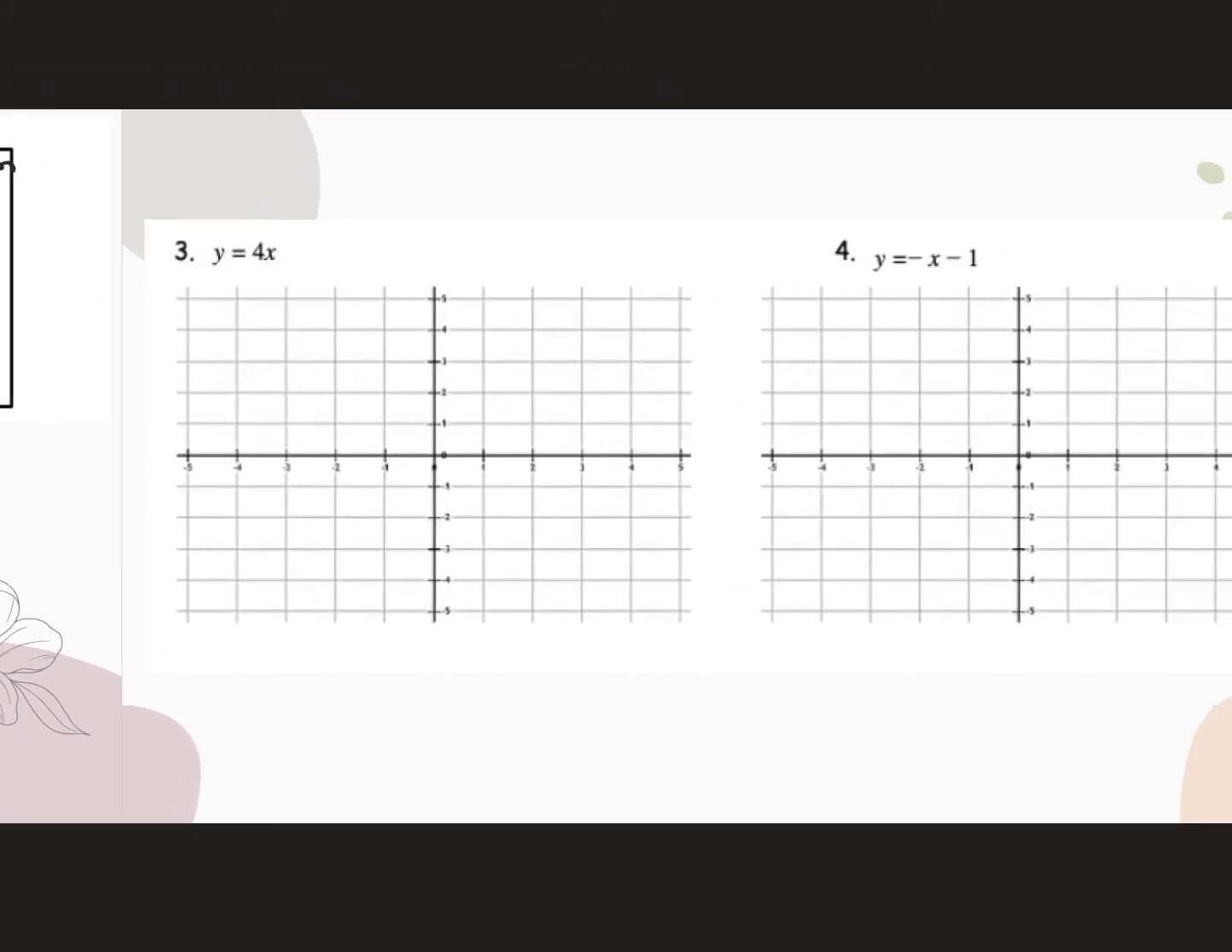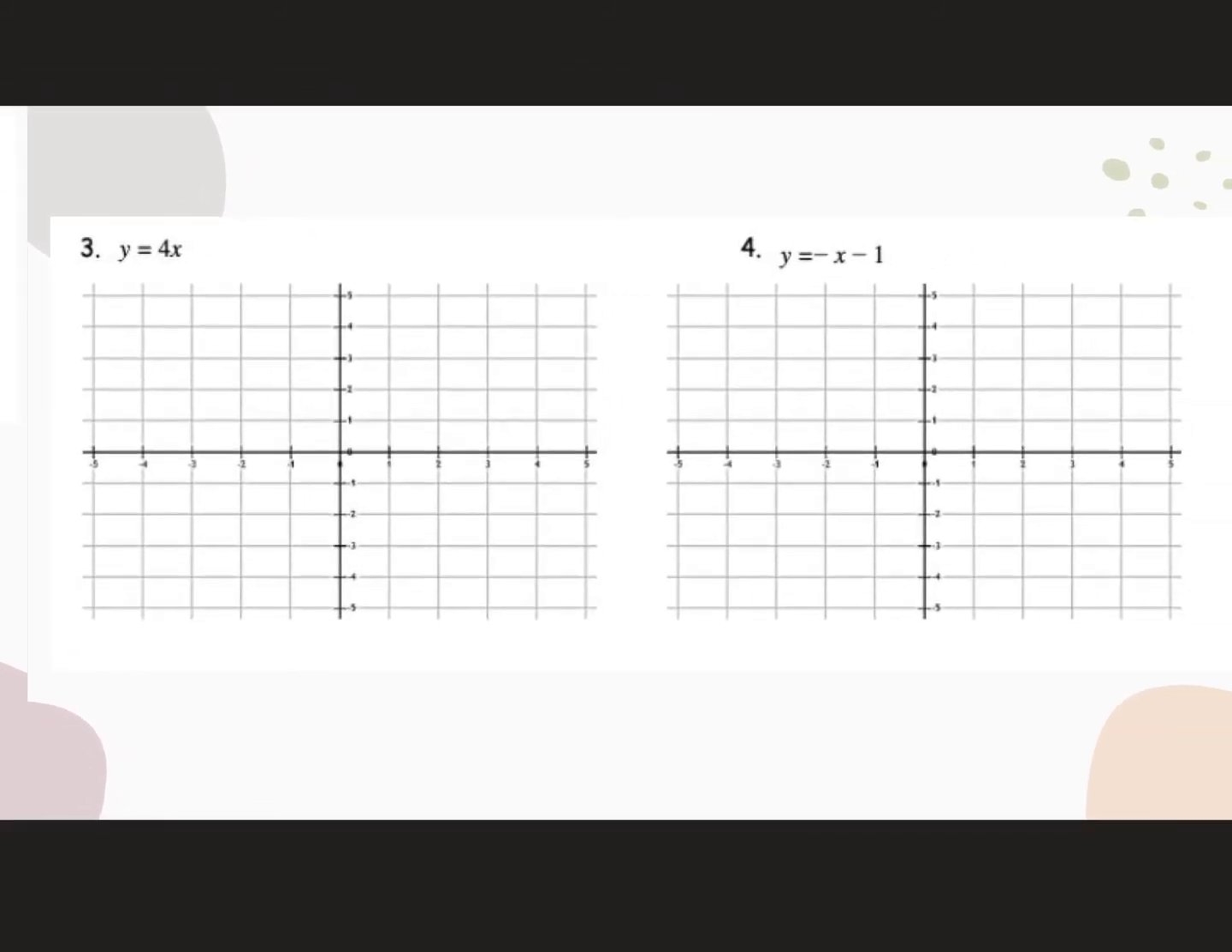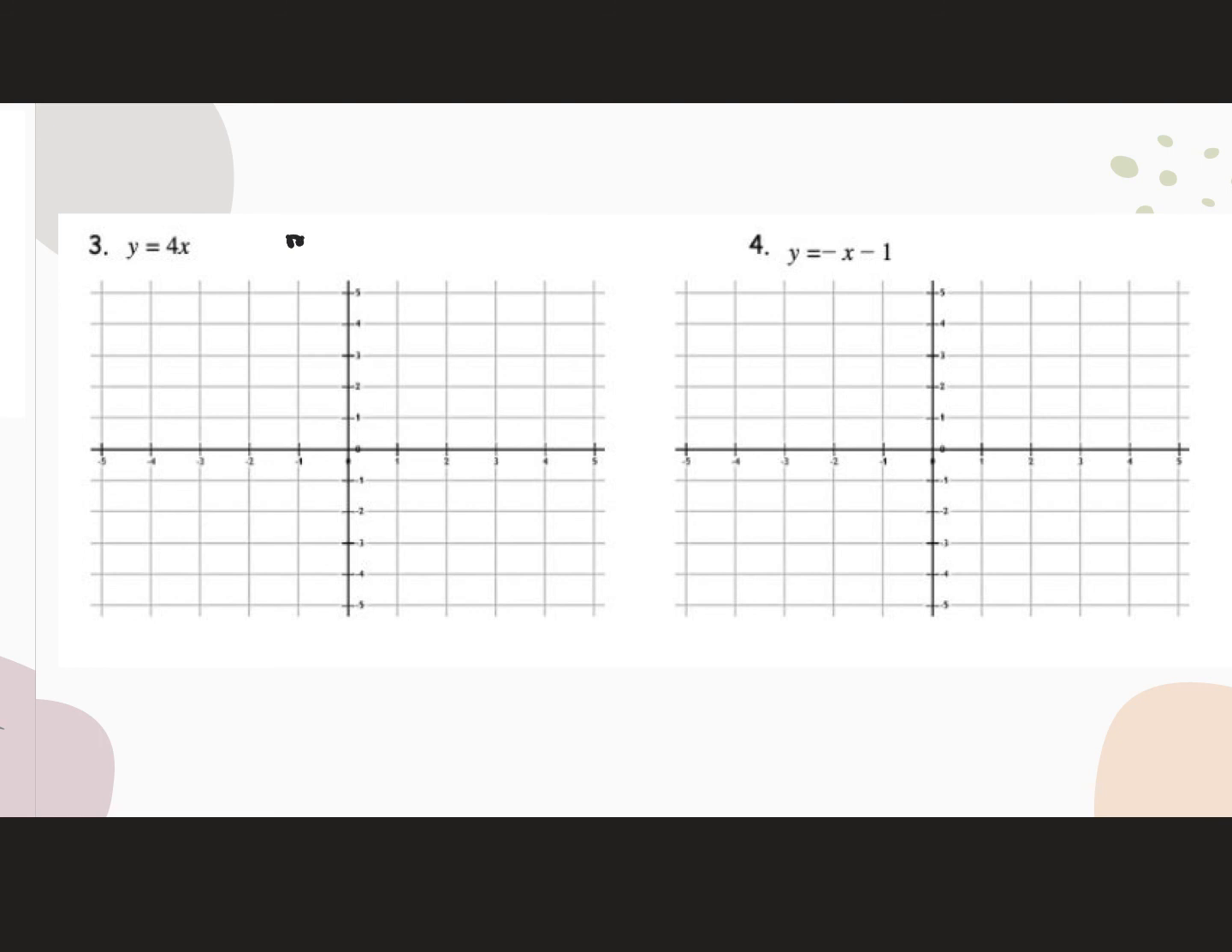Now I want you to pause the video and try 3 and 4 on your own, and come back and check the video just to see if you have an understanding of how to do it. All right, so let's look here. I know that I have a slope of 4, which I'm going to put over 1 to make a fraction. What is going to be my y-intercept here? My y-intercept is going to be 0.